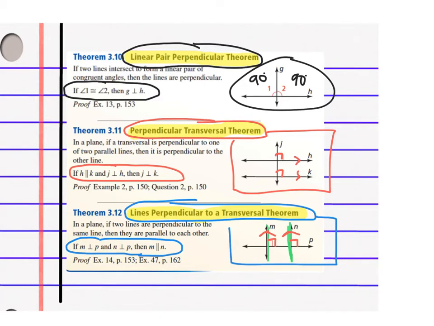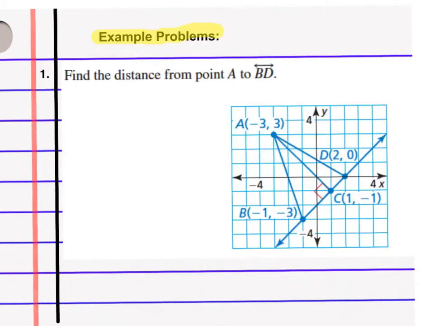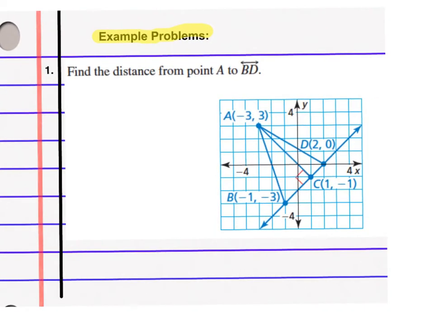Okay, so make sure you have something written for all 3 theorems. All right, let's look at the examples. I do want you to sketch the diagram and write the question: Find the distance from point A to line BD. Just kind of sketch the graph. It doesn't need to be perfect, or you don't need to use graph paper, but sketch what it looks like.